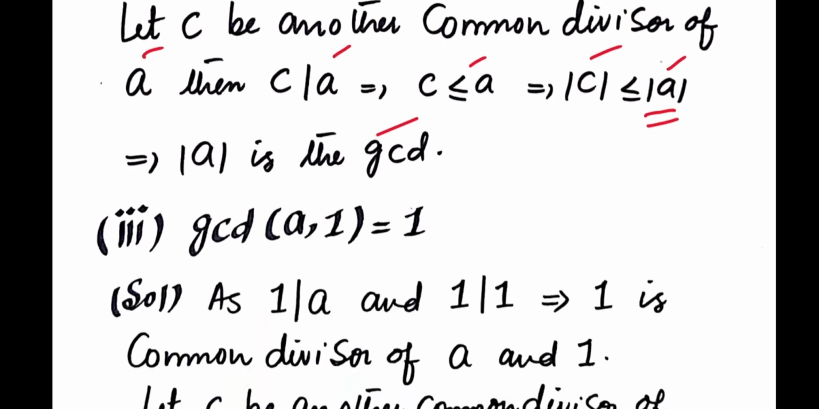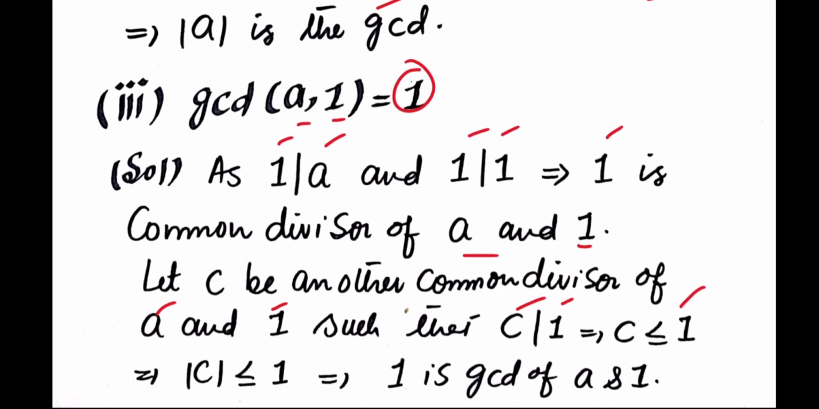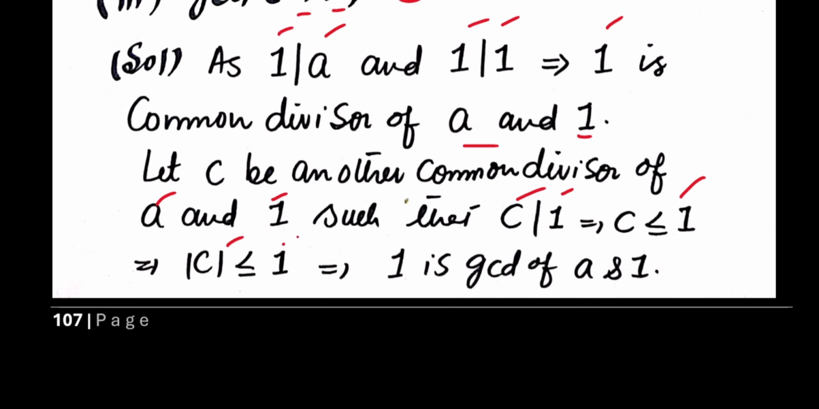GCD of a and 1 is equal to 1. As 1 always divides any integer, so 1 divides a. Also 1 divides itself. This implies 1 is a common divisor of these two integers a and 1. Let C be another common divisor of a and 1, such that C divides 1. This implies if C divides 1, it will always be less than or equal to 1. This implies its absolute value is always less than or equal to 1. Hence, 1 is the GCD of a and 1.